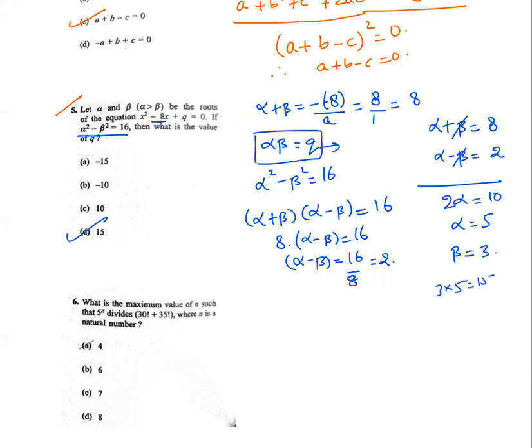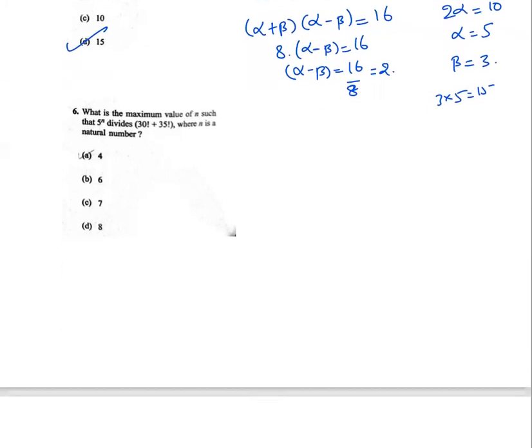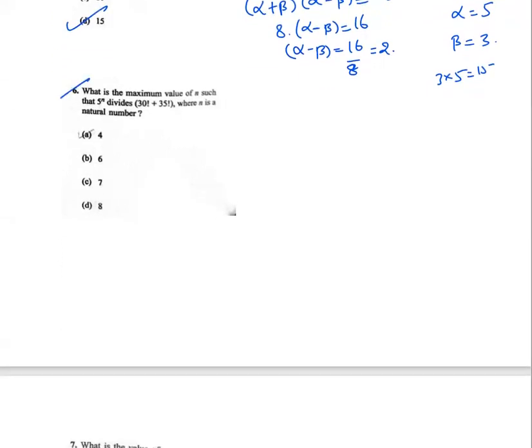So the fifth question is answer D. Let's see the next question. What is the maximum value of n such that 5 power n divides 30 factorial plus 35 factorial, where n is a natural number?